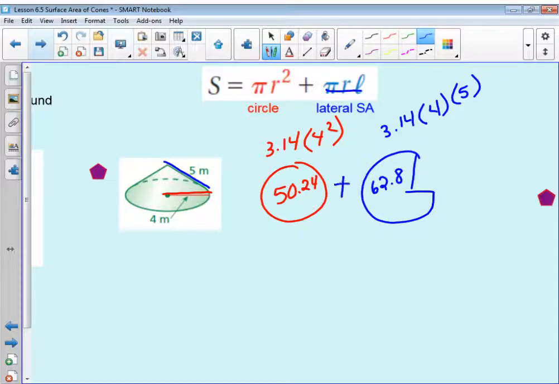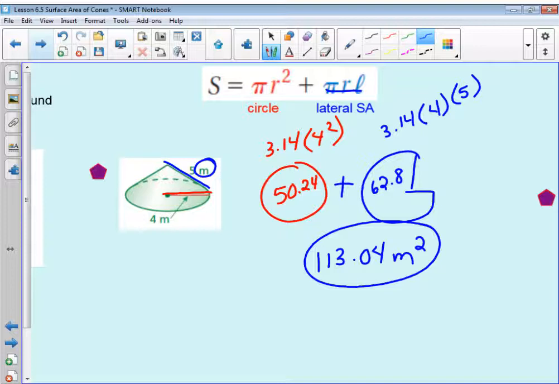Final step, add them together. So 62.8 plus 50.24. When I do that, I get 113.04. Dimensions were meters. And this is surface area, so it's squared. Okay, very important that you're starting to understand those labels on whether it's area, volume, or just like a perimeter. You have to make sure that you're understanding how to label them properly.